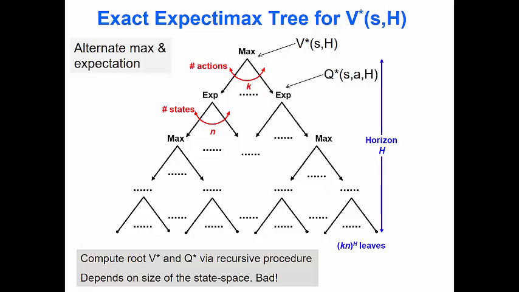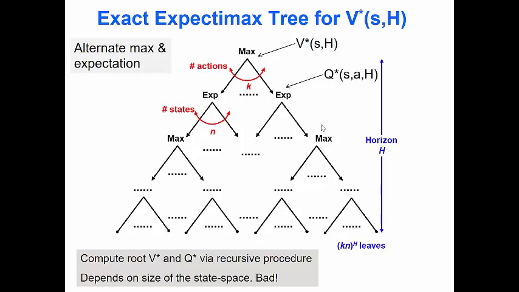Now here, the number of leaves and roughly internal nodes is going to be k, the number of actions, times the number of states, to the H power. Right? That's just the size of this tree. The branching factor is k times the number of states. And so that's scaling with the number of states, which is bad because we're thinking about situations where the state space is enormous, and so we wouldn't even be able to implement this for one level of the tree.